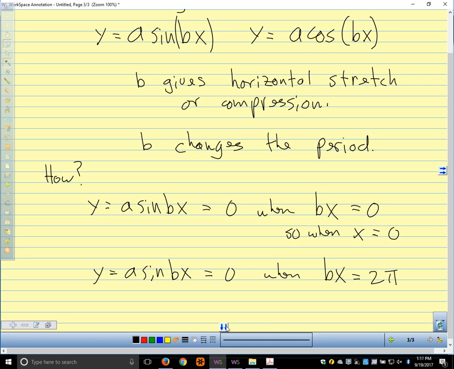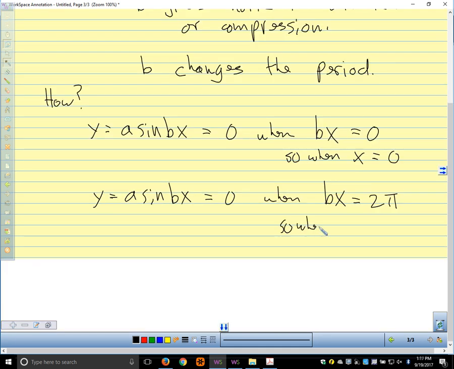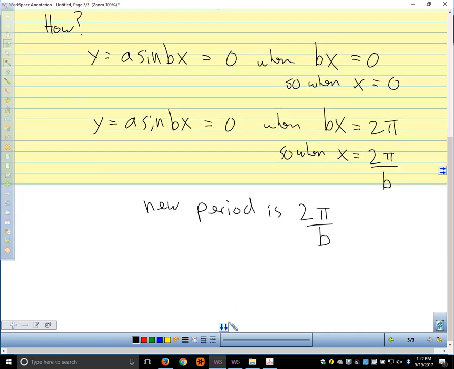Well, this tells us if we solve for x, x equals 2 pi over b. So instead of the period being from 0 to 2 pi, we get the period being from 0 to 2 pi over b. So our new period is 2 pi over b. And we can do the same thing for the cosine. And we see that our new period, when we have a b value in there, is 2 pi over b.